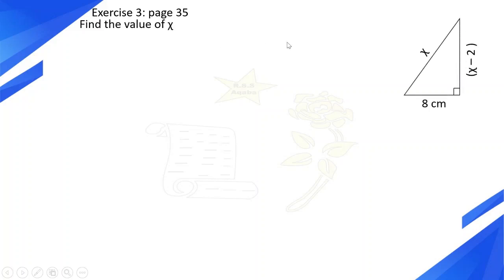The first, exercise 3 on page 35. You have to find the value of x. Look at the triangle. It's a right-angled triangle. This is the longest side, the hypotenuse. We have to find the value of x, of course, the length of this side. And of course, we have to use Pythagoras theorem.